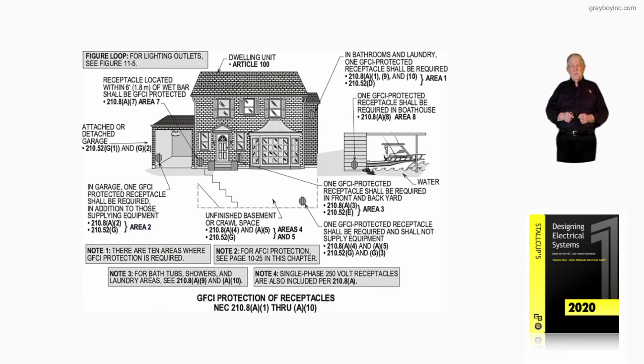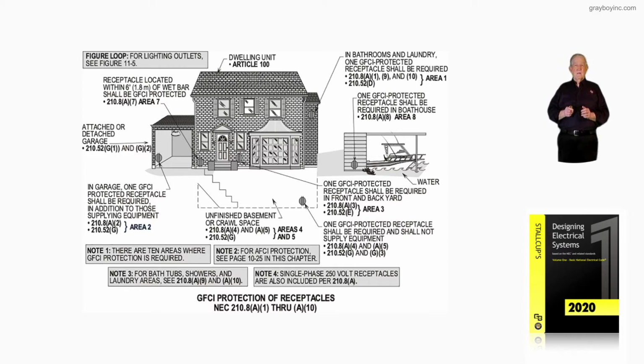Now this illustration deals with GFCI protection of receptacles in accordance with 210.8(A)(1) through (A)(10), as in Apple. Now this is a very busy illustration, but what the illustration is trying to point out is areas in a dwelling unit that require GFCI protection.